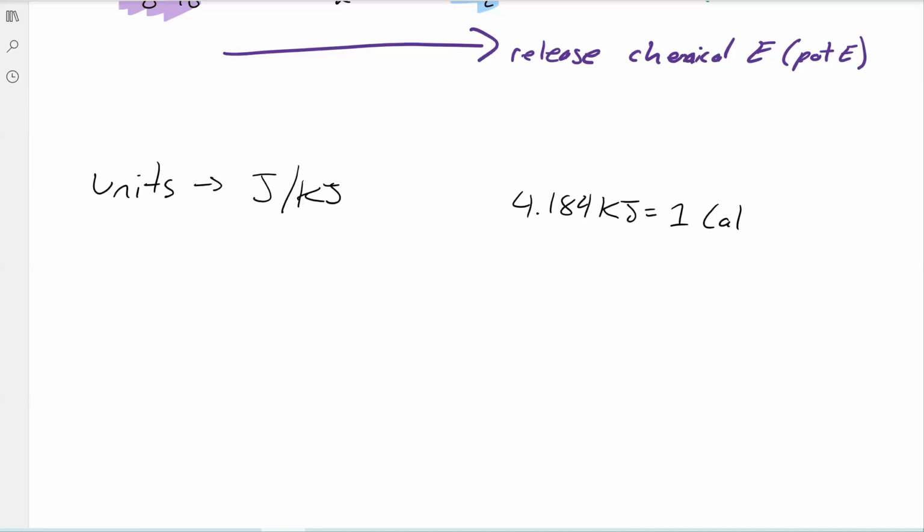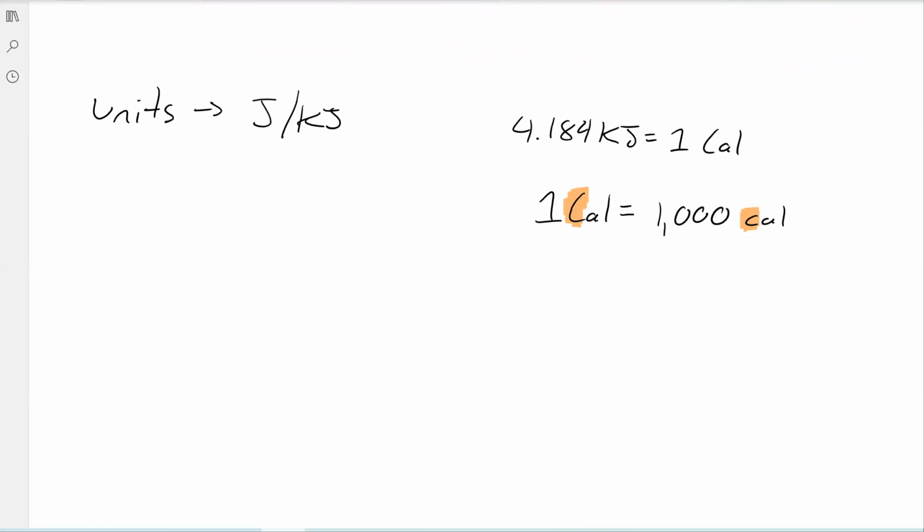I don't like the unit calories because this next part right here, 1 Calorie is equal to 1,000 calories. So how does that make any sense? Well, you have to look at the capitalization. This is a capital C and this is a lowercase c. And so they're actually different. I don't know, in my opinion, that's pretty dumb, but it is what it is.